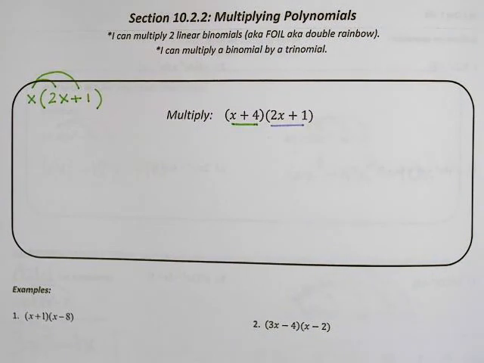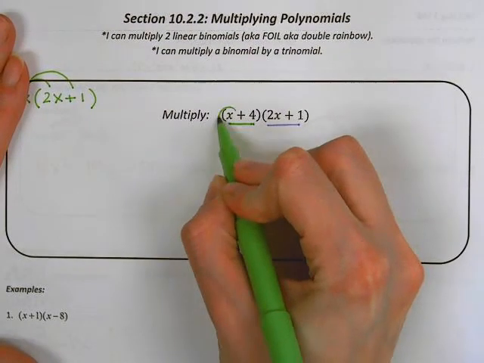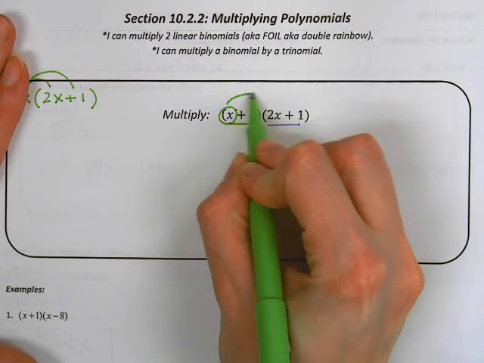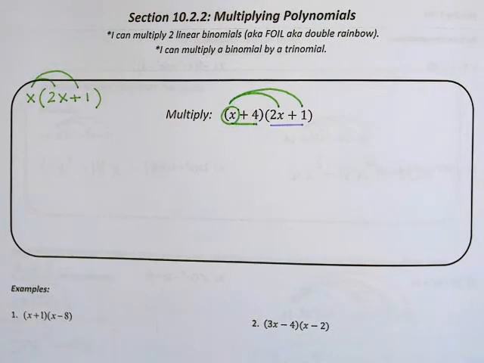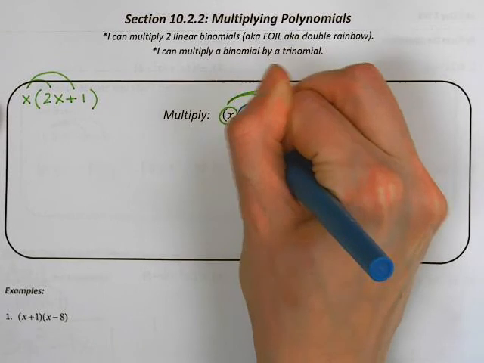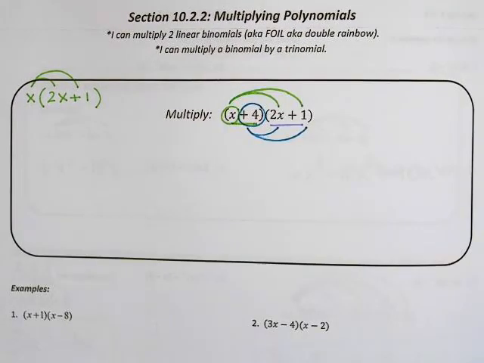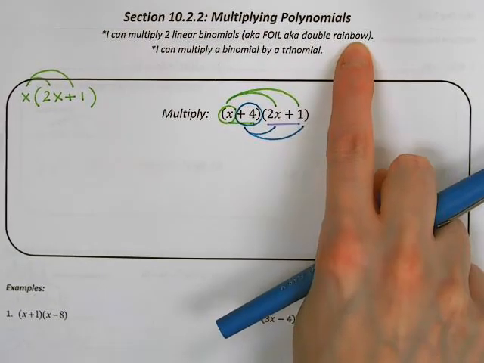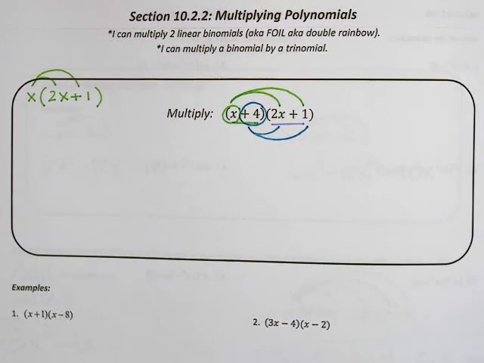Okay, so I want you to notice how I make these arrows here. We're going to multiply the first term, distribute it into both from the second parenthesis. And then we're going to take the second term and we're also going to distribute it to the terms in the second parenthesis. So I call this the double rainbow method, because see how there's kind of like a rainbow on top and bottom? Some people call it FOIL.